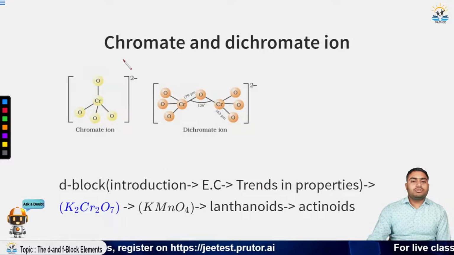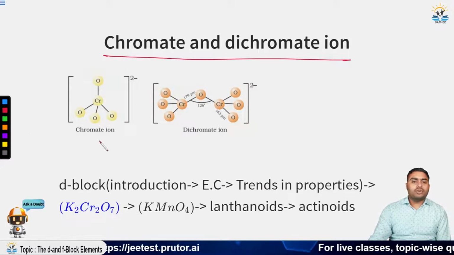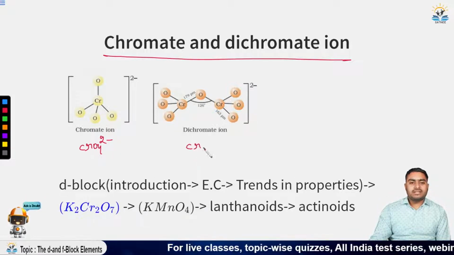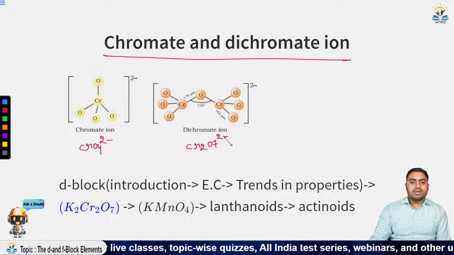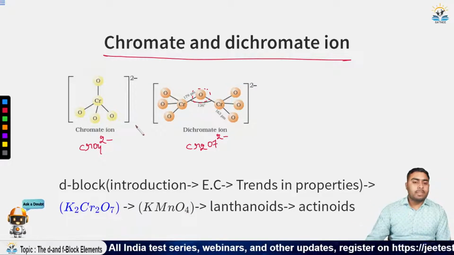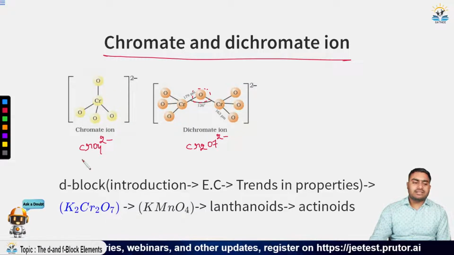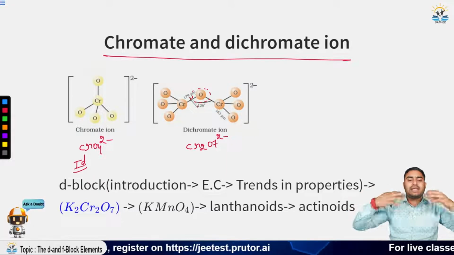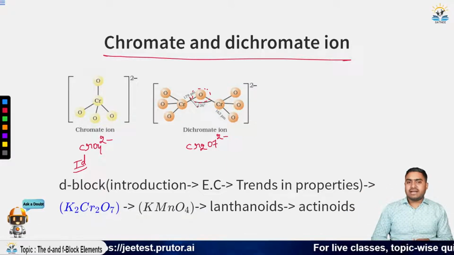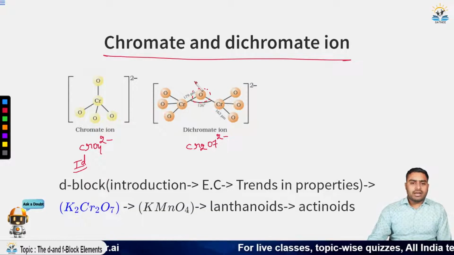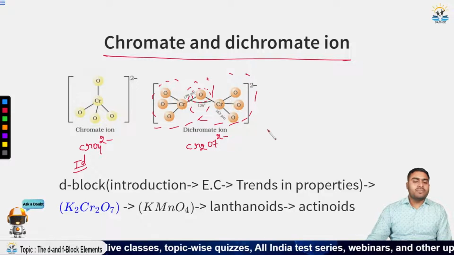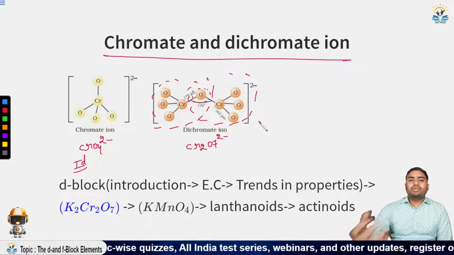Let's move to the structure of chromate and dichromate ions. Chromate ion is CrO4 2 negative and dichromate ion is Cr2O7 2 negative. Definitely there is a bridge. You can see this oxygen acts as a bridge atom. CrO4 2 negative has a very simple tetrahedral structure, and similarly two tetrahedrals are joined together with the help of a single oxygen bridge atom, like this. Not exactly tetrahedral, distorted tetrahedral, you can say.